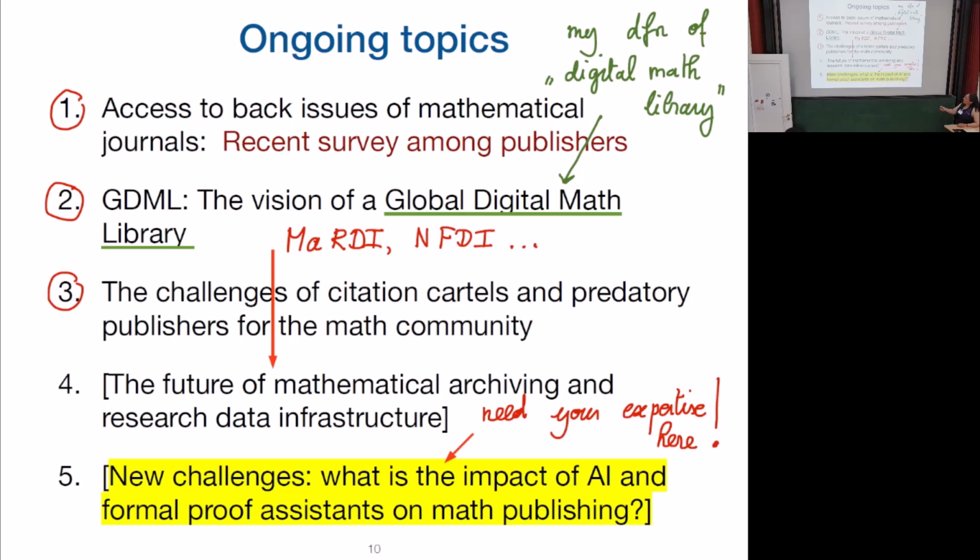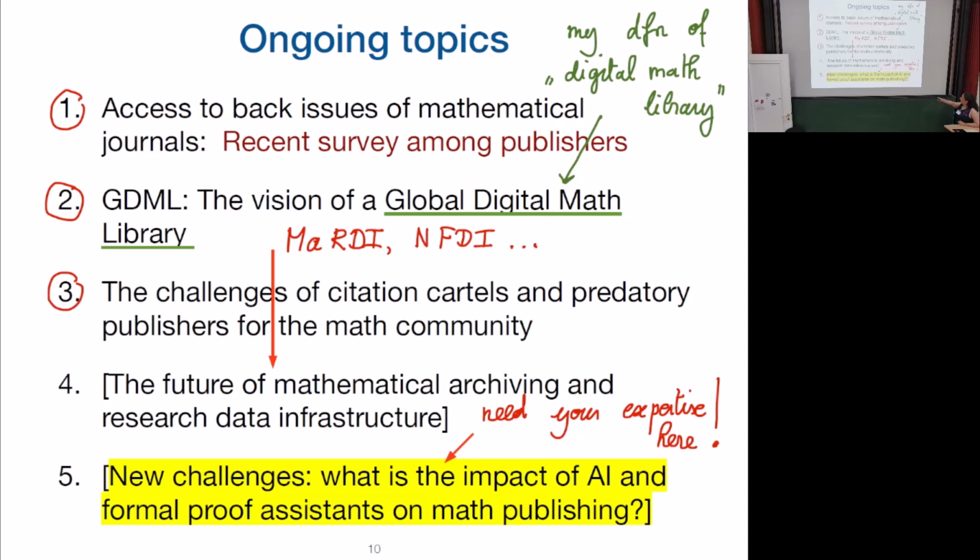So I speak about 1, 2, 3. Now, this is my definition of what the digital math library is, which is probably not yours, but I hope you will find mine interesting nevertheless. 4 is anything which has to do in particular with, in German, NFDI, Nationale Forschungsdateninfrastruktur, and the MaLi project, and for that the expert is sitting there in the green-white striped t-shirt.